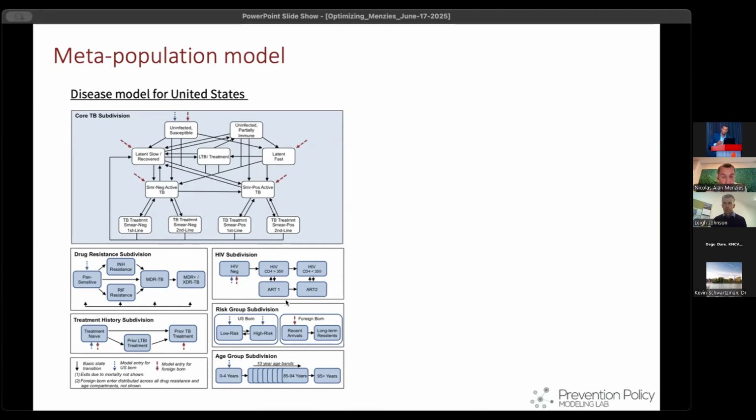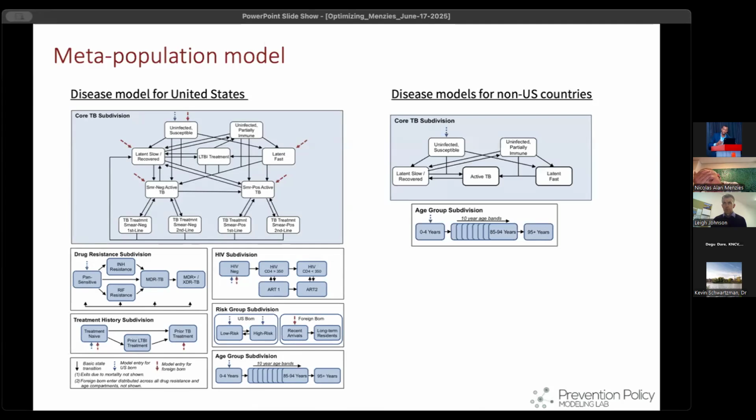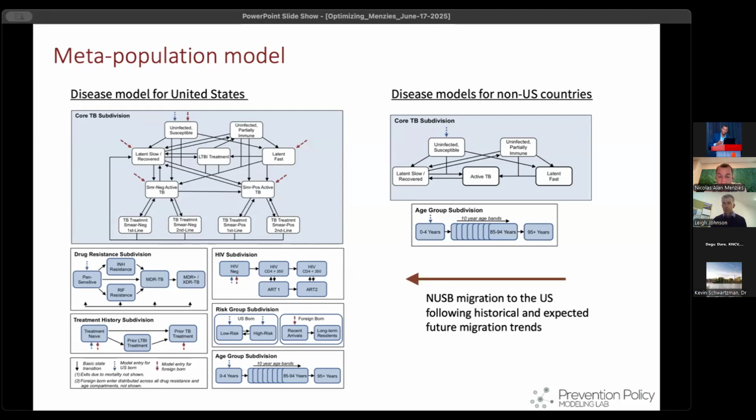A number of other risk group subdivisions, in particular US born and non-US born, and then age. And then we had a lot of other models. These are sort of simplified models of TB in each of, I think, the top 30 countries in terms of TB amongst migrants inside the United States, which were used to parameterize TB burden, that is TB infection and time since initial infection, amongst the migrants entering the United States.